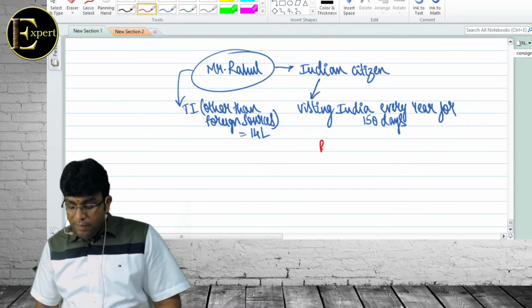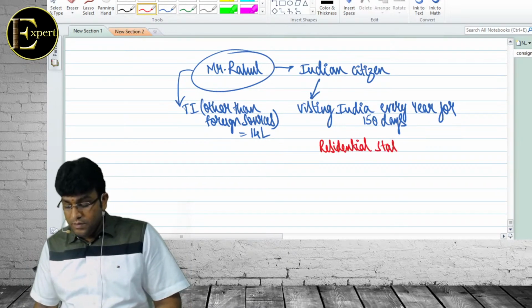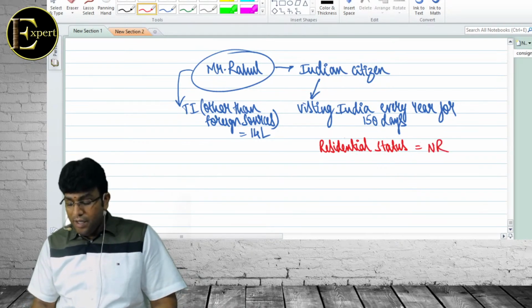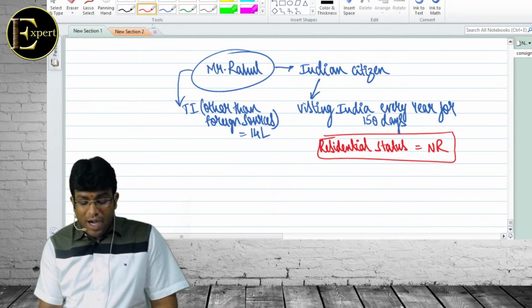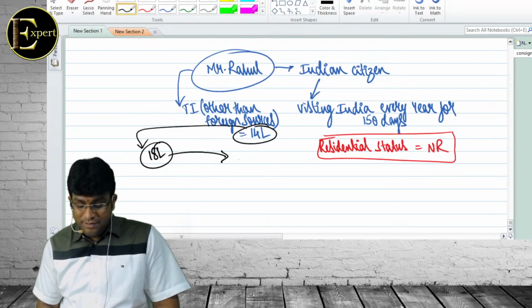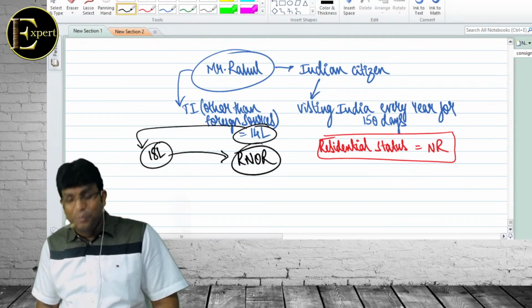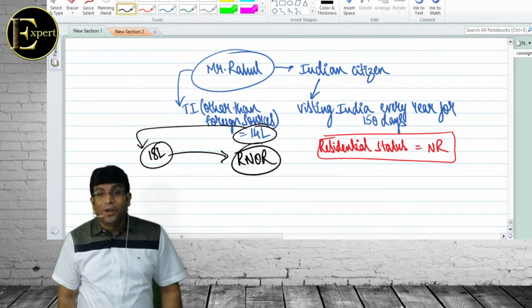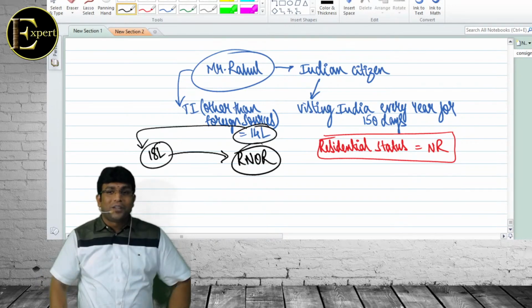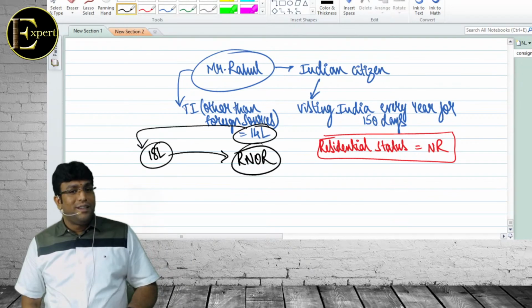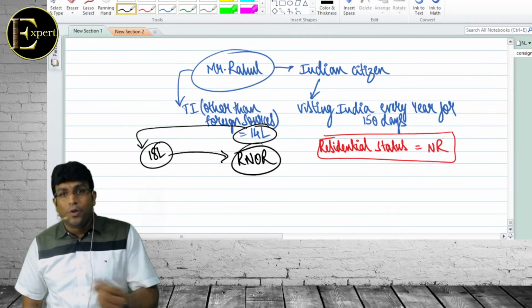Bolo beta, what will be his residential status? Bolo beta. Speak out. Non-resident. Now I'll ask you one question. What would have been the answer if this is not 14 lakh, this is 18 lakh? RN? Super smart. Very good. 120 satisfy हो गया ना? Speak out sir. अगर वो 150 की जगह 100 होता तो? नहीं होता है. Non-resident. 120 होना चाहिए ना यार?